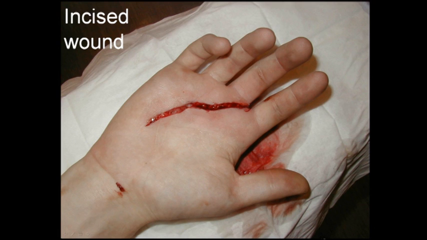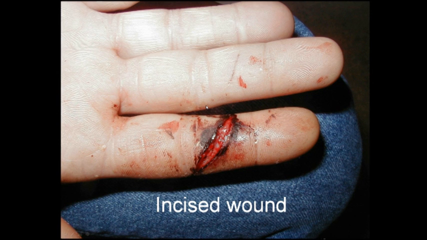It will cut through nerves. That's why we have to examine for sensory loss in all of the distal tissues to see if there's any nerve damage. And it will cut through tendons. That's why we have to make sure the patient can close and extend their fingers, because the incised wound can just cut through the lot. Another fairly common type of incised wound on a finger.